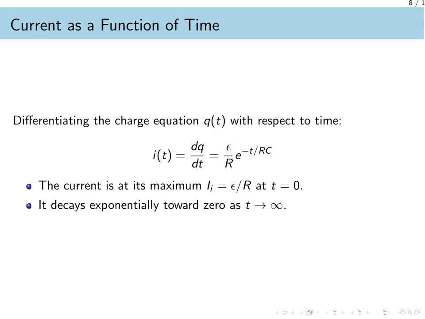By differentiating our charge equation with respect to time, we can determine the behavior of the current. The resulting formula is I of t equals epsilon over R times e to the power of negative t over RC. This confirms that the current starts at its maximum value of epsilon over R when the switch is first closed. As time passes, the current decays exponentially towards 0. This exponential decay happens because as the capacitor fills up, it becomes increasingly difficult for the battery to push more charge onto the plates against the growing internal repulsion.